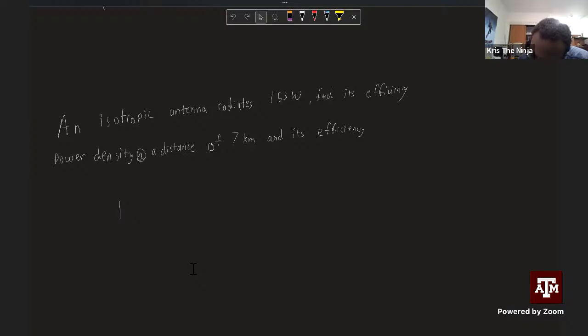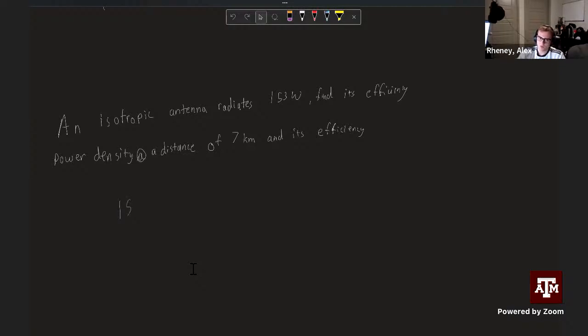And that's in watts per steradian, right? Yeah, steradians. And then, since it's 7 kilometers, if you're trying to find its power... would that be... no wait, that's radiation intensity, what I just solved. Power density is the radiation intensity over the distance.